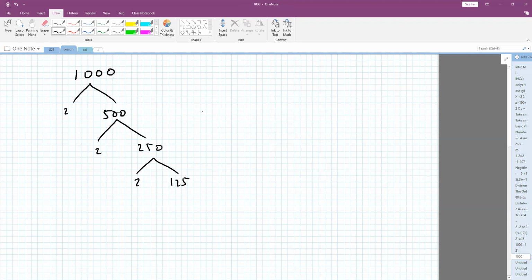Okay, so if you cannot divide by 2 now, yeah, what is the next prime number? 3. So the question is it possible to divide 125 by 3? I don't think so. Yeah, you cannot divide 125 by 3, yeah?